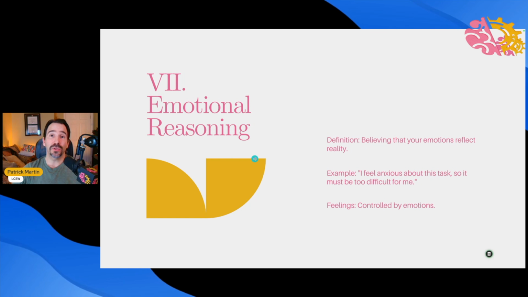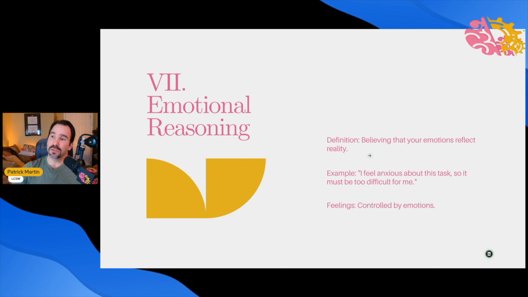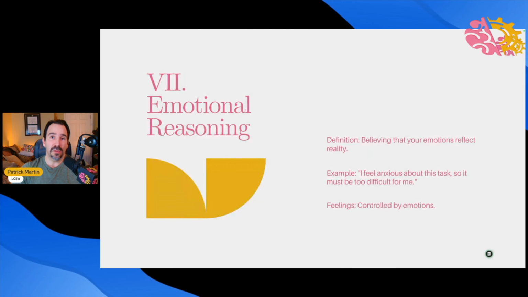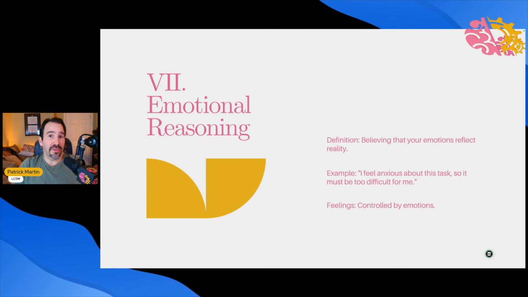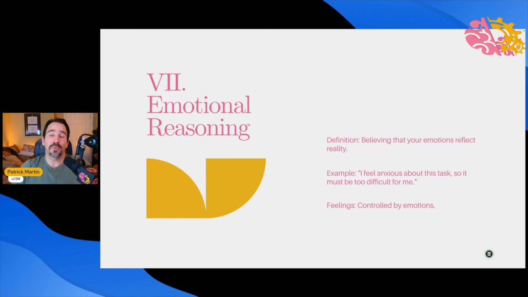All right, emotional reasoning. Emotional reasoning is believing that your emotions reflect reality. And oftentimes, how we feel is not what's real, right? That's kind of a little mantra I try and remember. Like, this feeling will pass, and the way I'm feeling right now is valid. All feelings are valid, right? But not all feelings are based in reality in terms of how we're thinking about a situation.